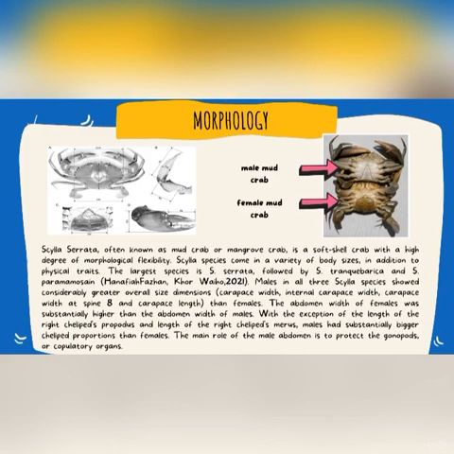The abdomen width of females was substantially higher than that of males, with the exception of the length of the right cheliped propodus and the length of the right cheliped merus. Males have substantially bigger cheliped proportions than females. The main role of the male abdomen is to protect the gonopods or copulatory organs.